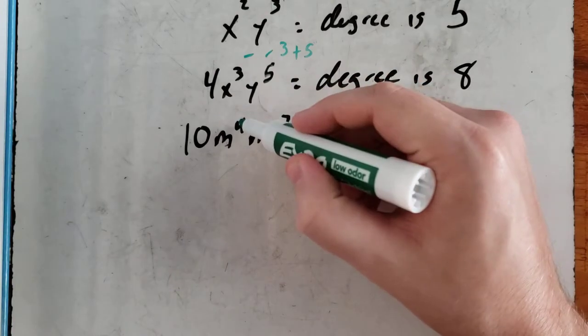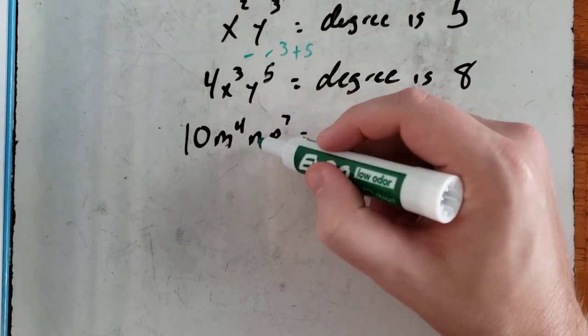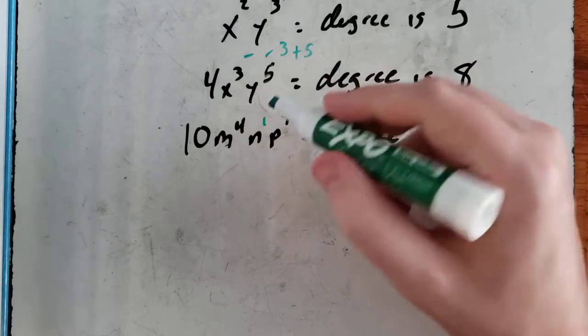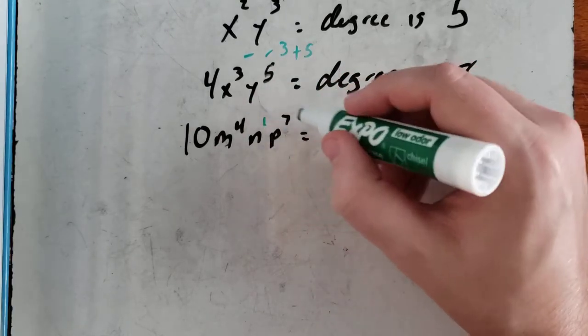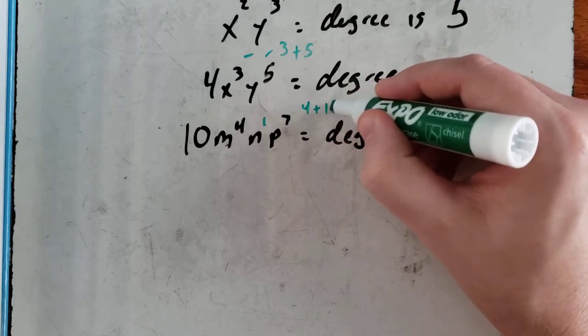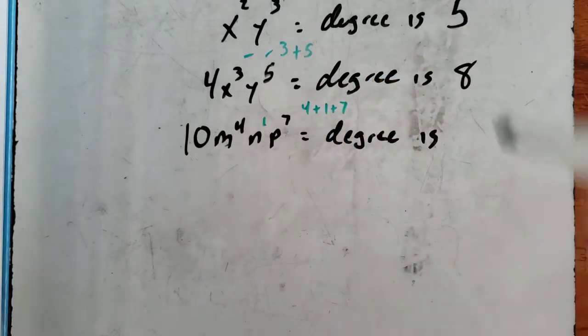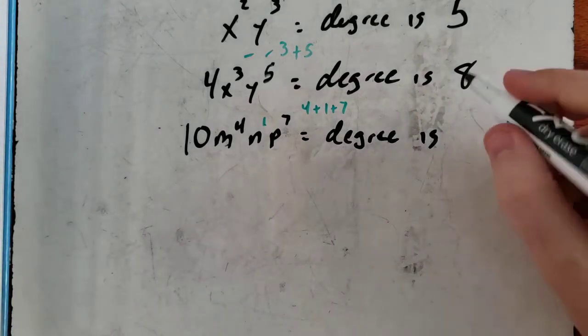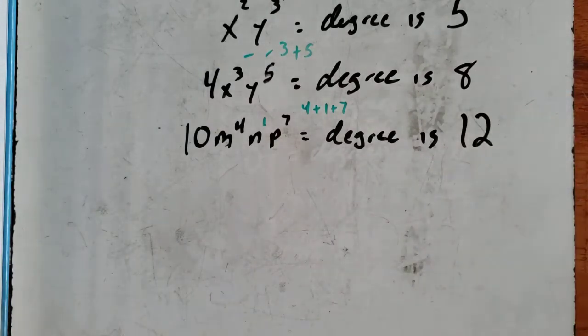Well, we have 4. We have an n by itself. So remember, if it's n by itself, our exponent is 1, and then 7. So what do we do with these numbers? We add them up. 4 plus 1 plus 7. And when you do that, your answer is 12. Okay, and that's it. You're just adding up the exponents of the letters involved.